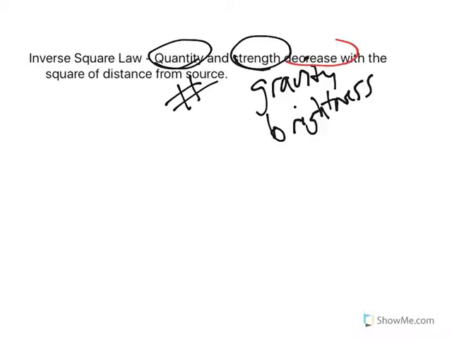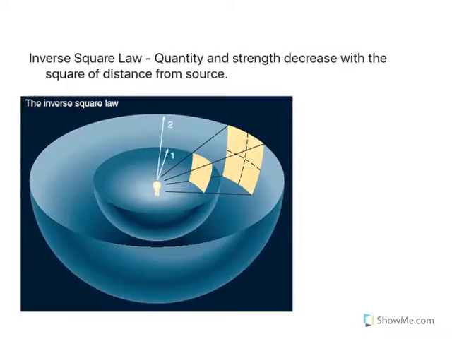And the key word in this law is the word decrease. So as you step away from your source, which in this case may be a light bulb, the brightness of the light bulb will decrease. And that is the inverse square law. Let's look at an example. So here we are looking at a light bulb.